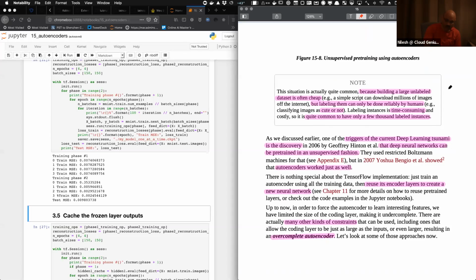The concept is that building a large unlabeled data set is cheap, but building a labeled data set is time consuming. So it's quite common to have only a few thousand labeled instances. And so you can potentially create your own private convolutional neural network and run it on your own photographs.